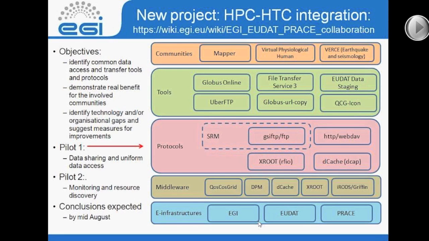And the objective of this pilot project basically is to bring together representatives of these three infrastructures and of three scientific communities. One is the MAPPER community, which deals with multi-scale simulations from different fields of science, including water management, life sciences, and so on. The virtual physiological human and the virtual earthquake and seismology community, and identify common data access and transfer protocols by which workflows defined by these three communities could use EGI, EUDAT, and PRACE sites in an integrated and seamless way.